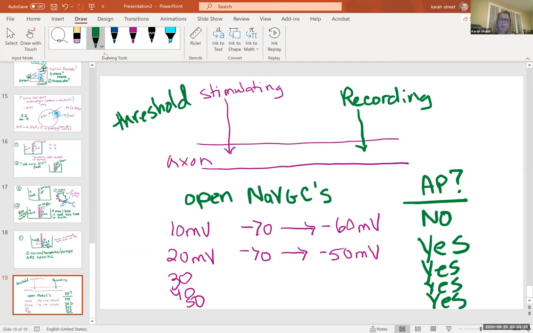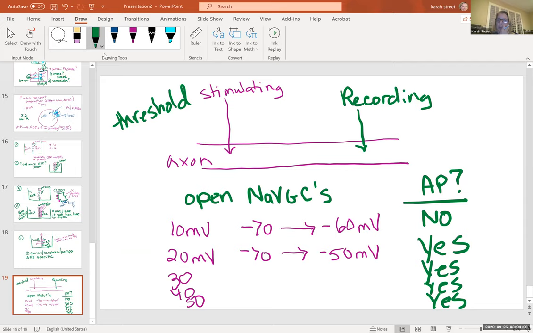Threshold is not a number. Each and every voltage-gated channel has its own threshold. It's a unique signature for that protein. Threshold means you must make the inside of the cell less negative enough to open that voltage-gated channel, to make it have a conformation change where it is now allowing the ion to flow.